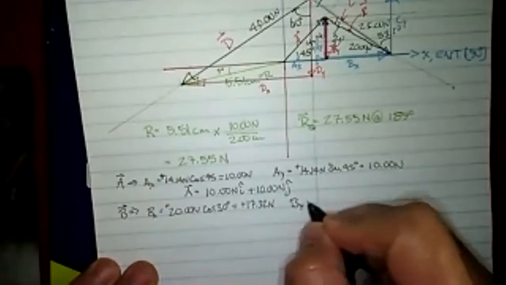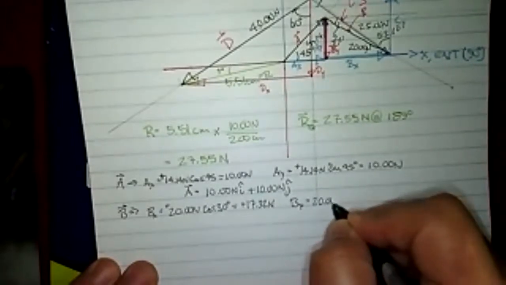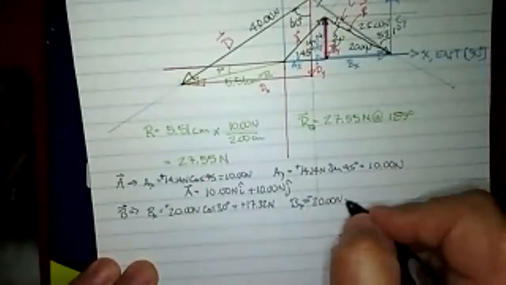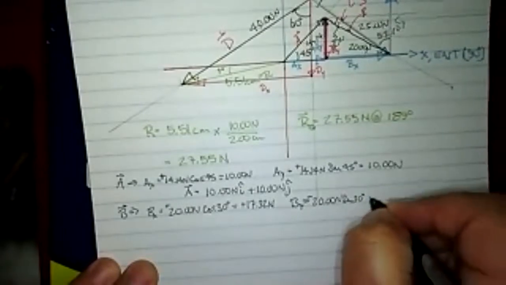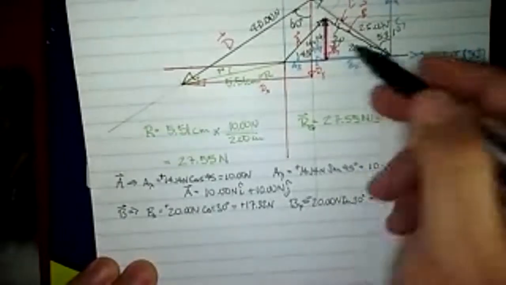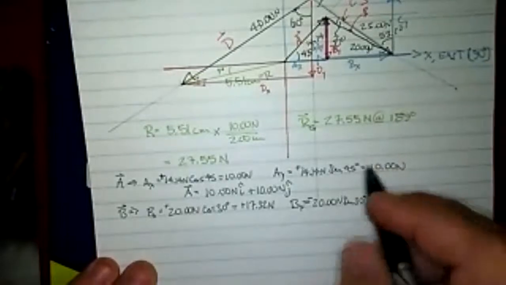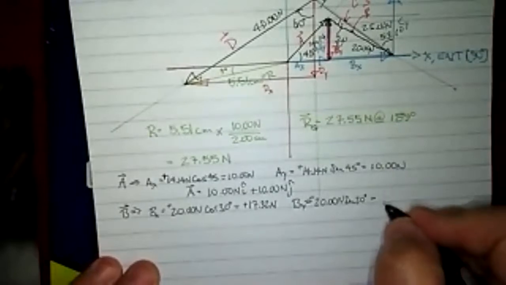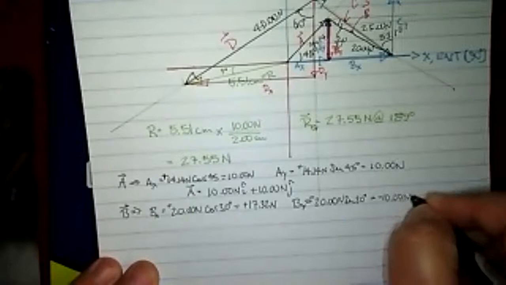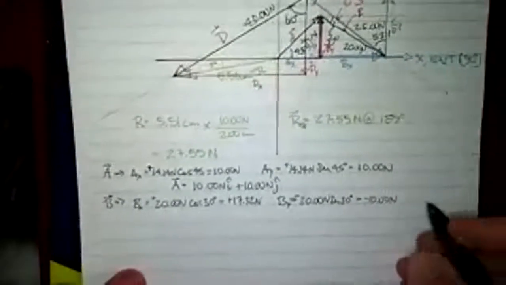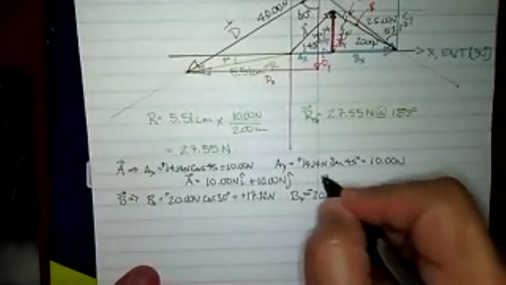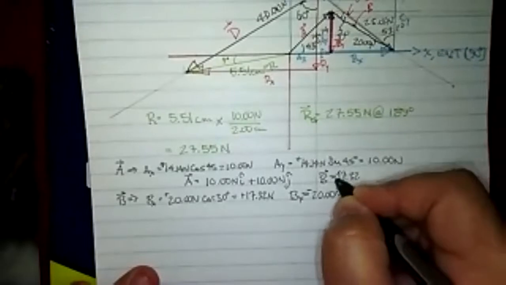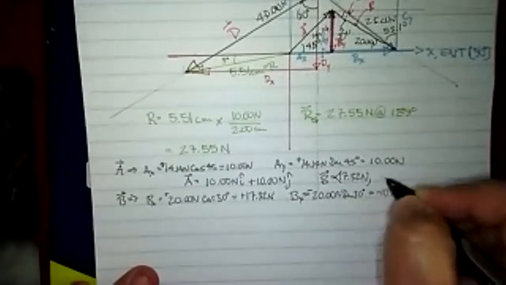B sub y is equal to 20.00 newtons, but notice B sub y is negative, so I've got to force that sign right there. And this one's going to be times the sine of 30 degrees. And of course, the sine of 30 degrees is going to give me that opposite one. And of course, that one was the square root of 3. This one's going to actually be 1. So I'm actually going to get 10 times 1, or negative 10.00 newtons for this component. And I could actually say that B is equal to 17.32. Notice I'm using a different notation here. And negative 10.